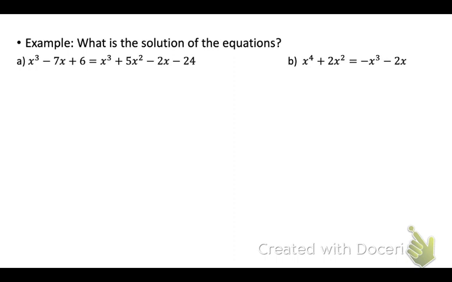And start by setting it equal to 0. That means moving things over. Are you going to move it left or are you going to move it right? I'm going to move it right. There's less stuff to move if I move it right.